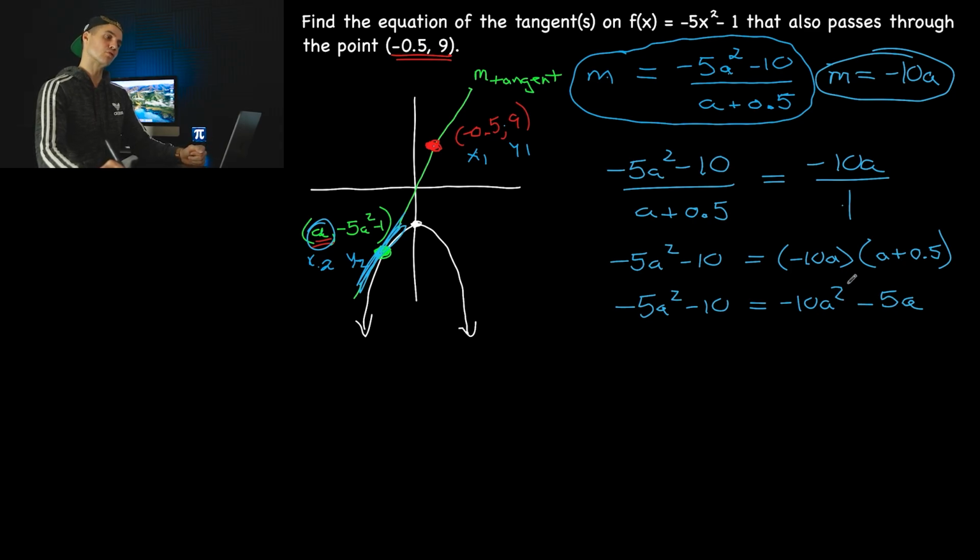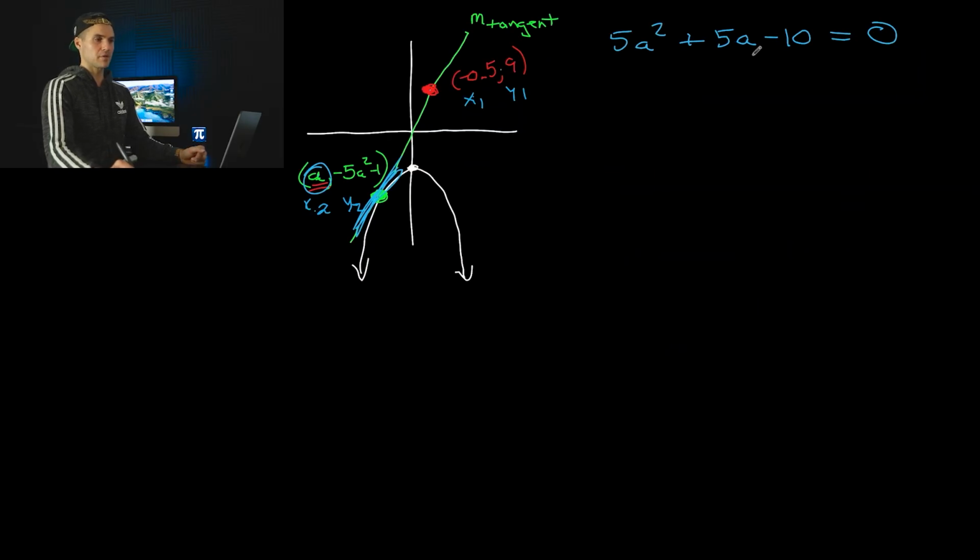Let's bring everything over to the left side. So this negative 10a squared would turn into a positive. Negative 5 plus 10 would give us positive 5a squared. This turns into positive 5a. And then we got minus 10 like that, and that's going to be 0. And so from here, notice we just have a quadratic equation to solve. And notice here, this is what I was saying before. This is the point in your algebra where you're going to realize there's going to be 2 solutions, right?